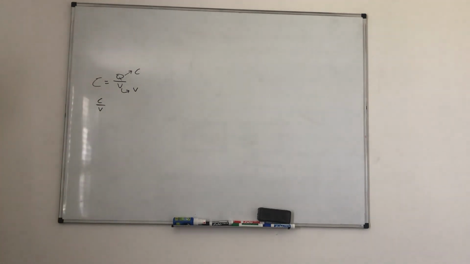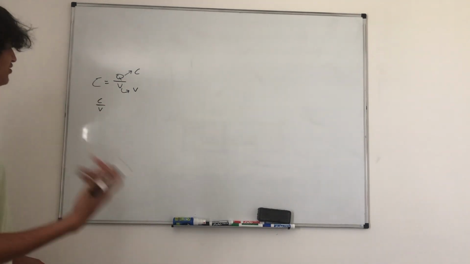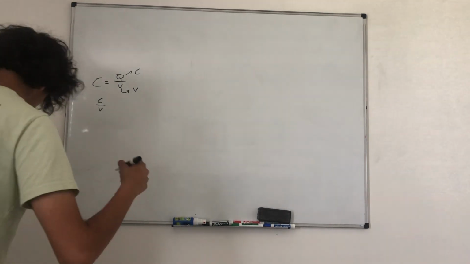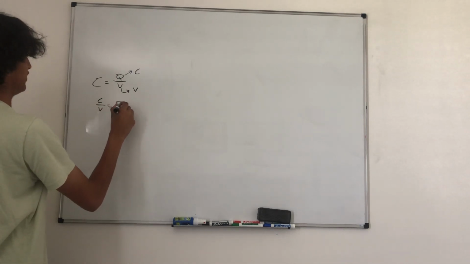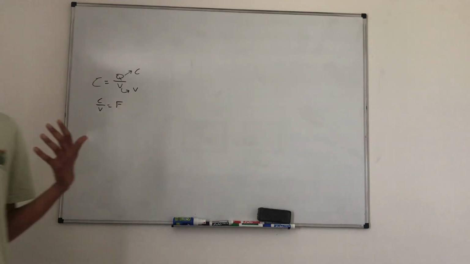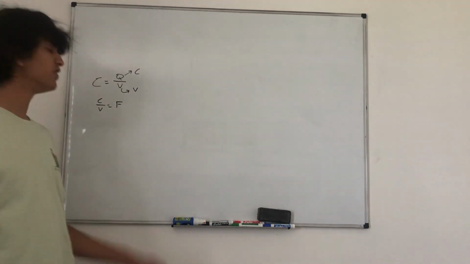Now coulombs over volts, we don't always like saying, this thing has 10 coulombs per volt of capacitance. So usually we would say this is a farad, named after Michael Faraday. Or I think some people say, I don't know how to pronounce it. I say farad because it's just Faraday, but I don't say the day, so it's just farad.